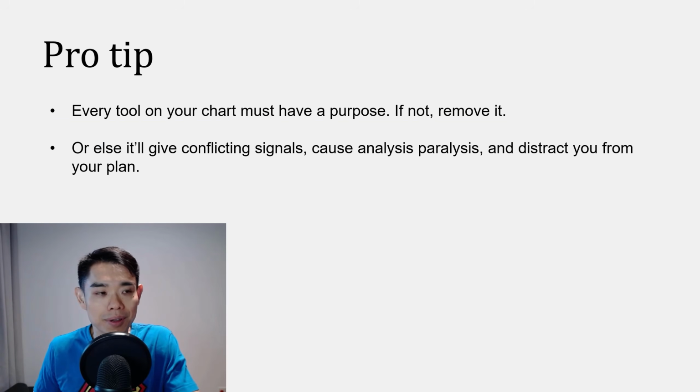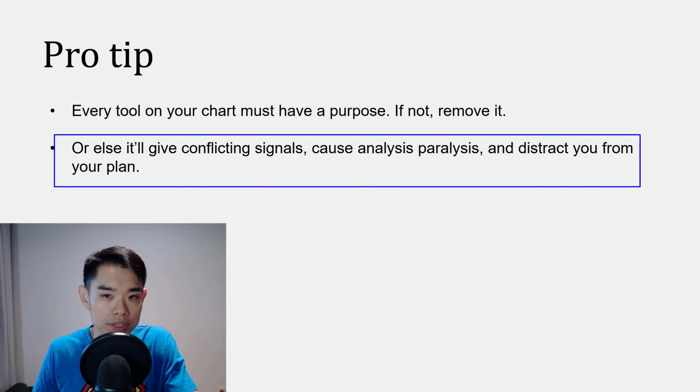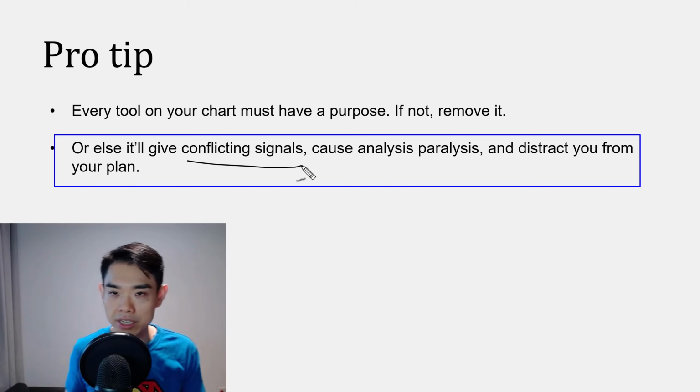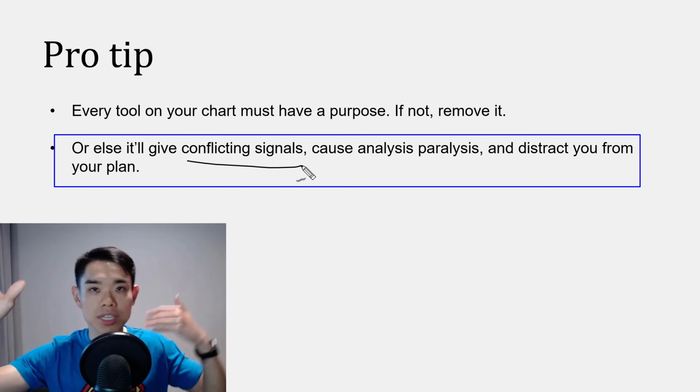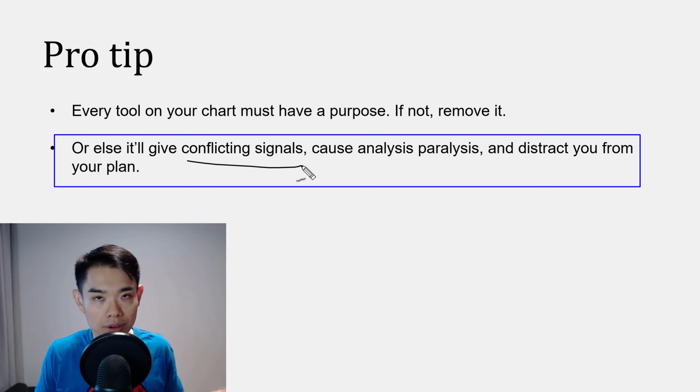So if you don't do this, what you're going to get is conflicting signals, analysis paralysis, and distraction away from your own trading plan, right? You get conflicting signals because let's say you have multiple indicators on your chart. One indicator says buy, the other one says sell. Which one do you follow? There you have it, conflicting signals.